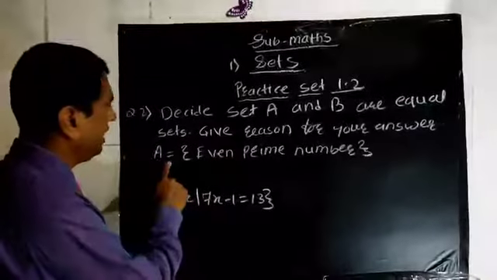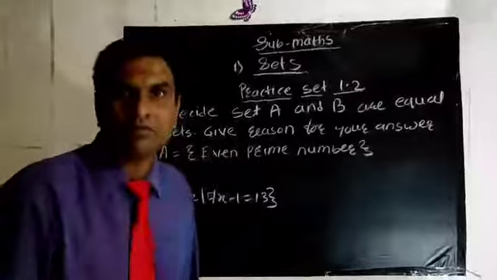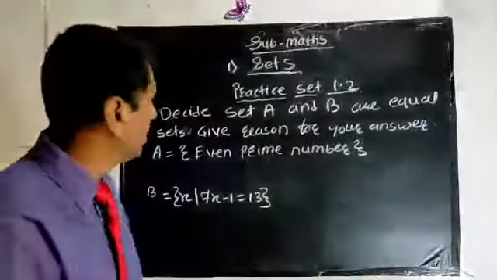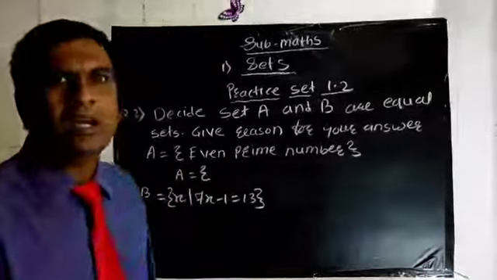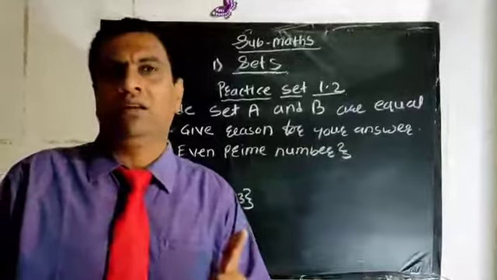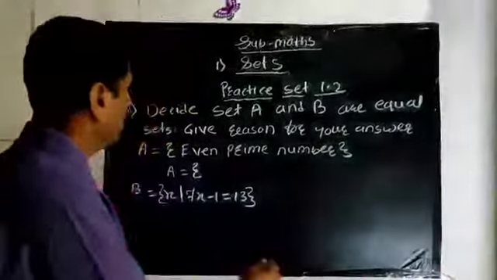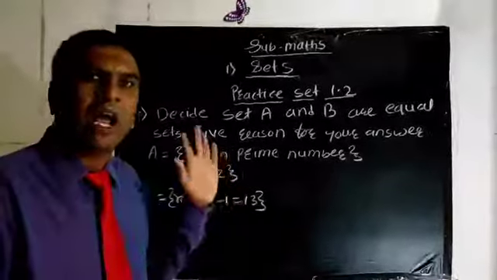What is the set A? Set A is equal to even prime numbers. Then which are the even prime numbers? Therefore in set A, how many elements are coming? The set of even prime numbers. There is only one even prime number and that is 2. 2 is the only number which is even and prime.